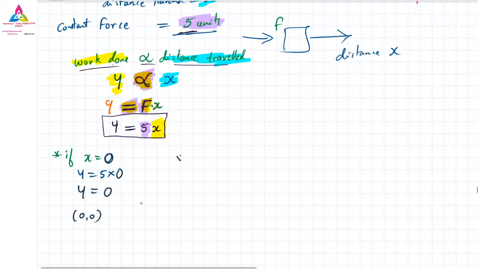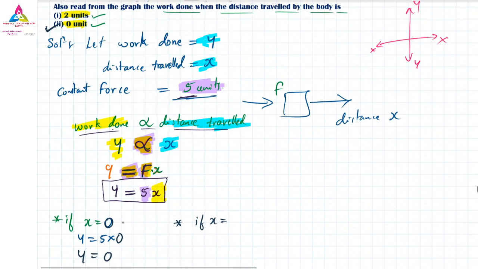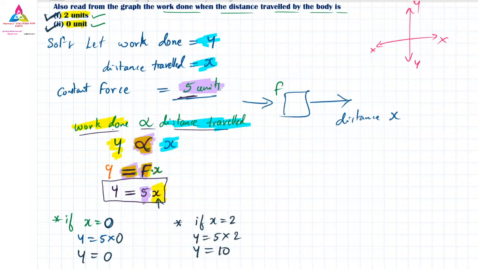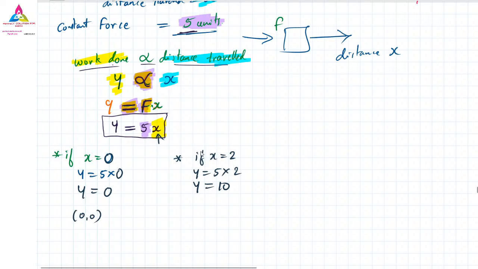Second one, what did they tell you to find? If x is equal to, again you see, they have told you to take the distance traveled as 2. So let us take the x value as 2. So you have to find the y value. y is equal to 5 into the x value 2. So 5 2s are 10. So the y value will become 10. So when the x value is 2, the y value is 10. That is the second point.